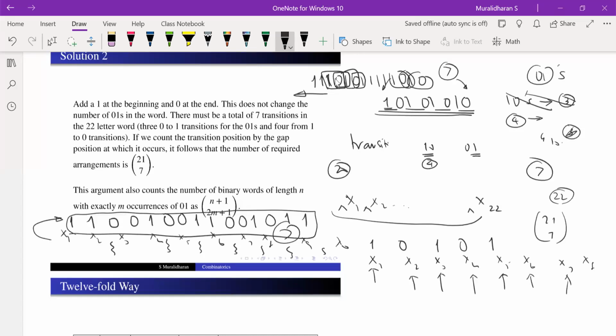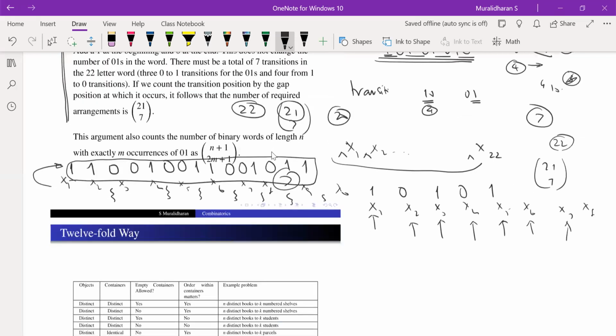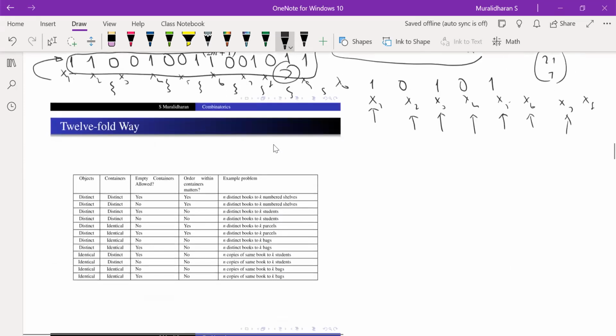So basically it's the same as finding, I have 22 places, out of which 21 places I have to choose 7 places for transitions. So I have 21 C 7. It's a simple observation, but it's slightly difficult to understand. So think about that. If you still have doubts, we will discuss this in a slightly different way in the next class. Okay. Right.